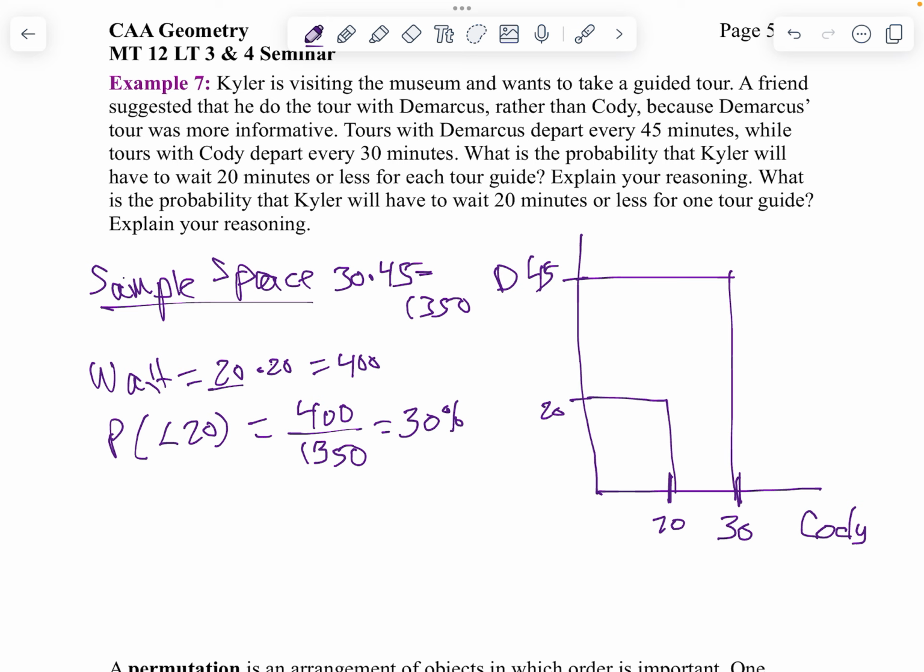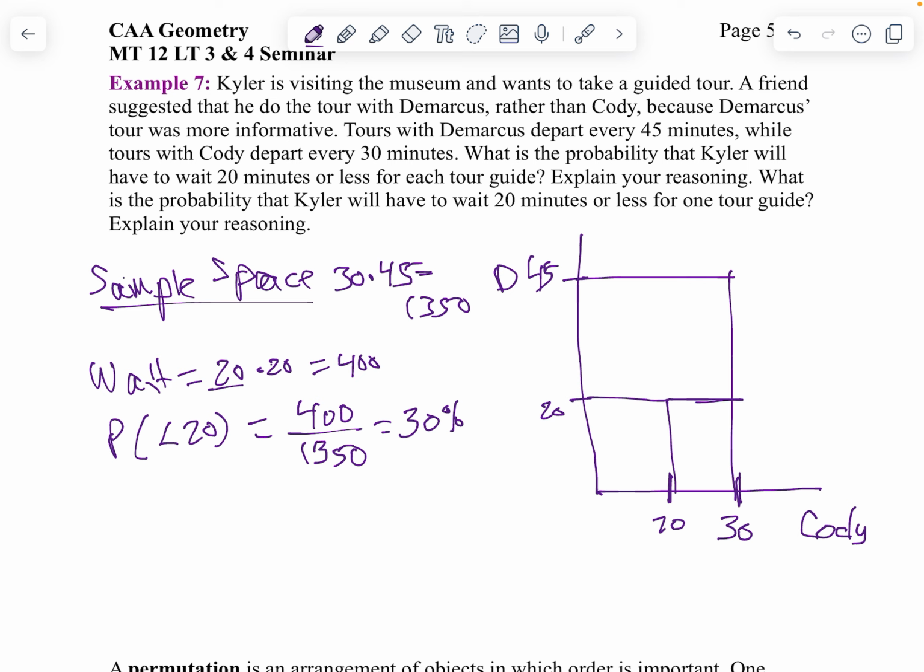That's the first question. Now the second question says, what is the probability that Kyler will have to wait 20 minutes or less for one of the tour guides? Okay, so in other words, we're just going to look at one of them. And we know for the first part, we've got 30%, don't we? But that's not really what they're asking. So now we're going to look at each part here. The region bounded by the line x equals 30 and y equals 20 represents a possibility of waiting 20 minutes or less for Cody's tour.